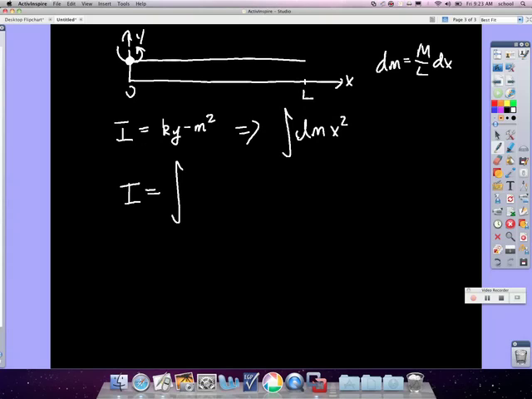So does anybody have this? mL squared over 3. mL squared over 3. Okay, does everybody agree on that? That this is mL squared over 3?